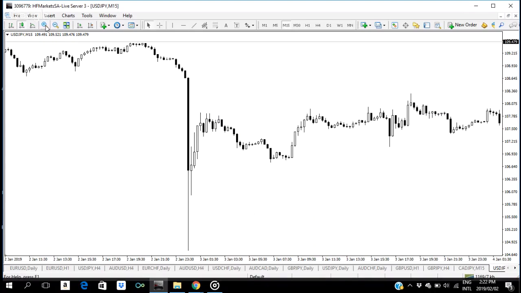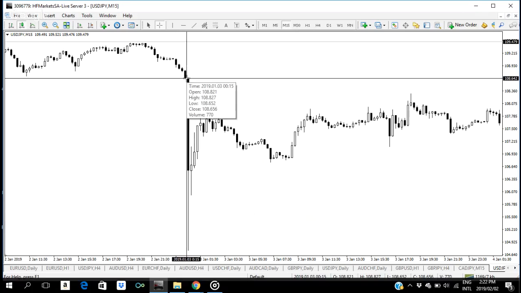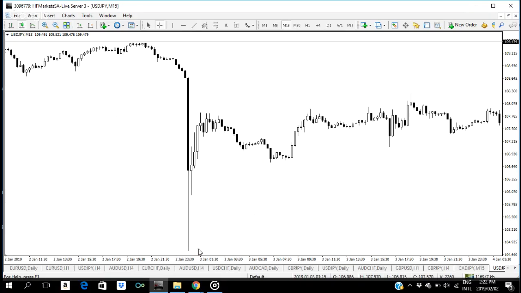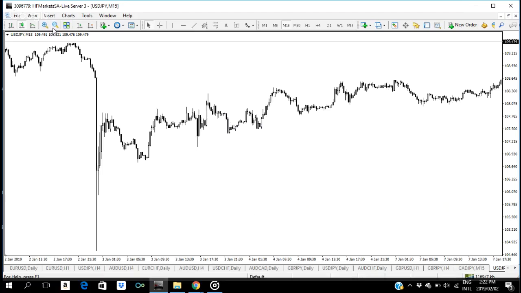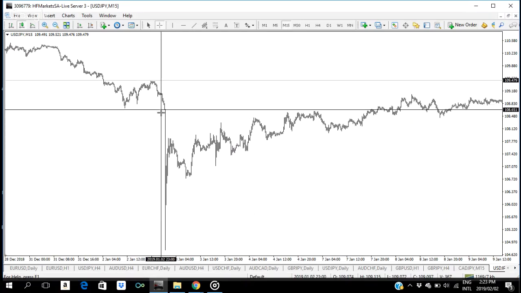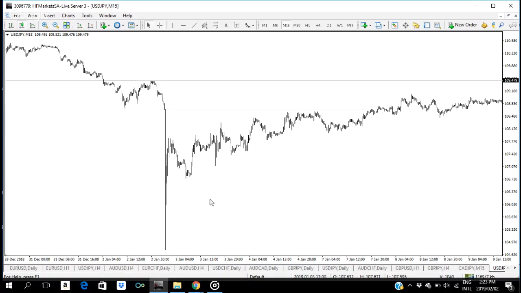Those that don't know what happens when the report comes out: the price here is at 108.660, right? And when the report comes out, we don't know whether it's going to be positive or negative. This one came out negative, and it influenced the market a lot. If you zoom out, this is what happened. The market moved from this price to this price within seconds.